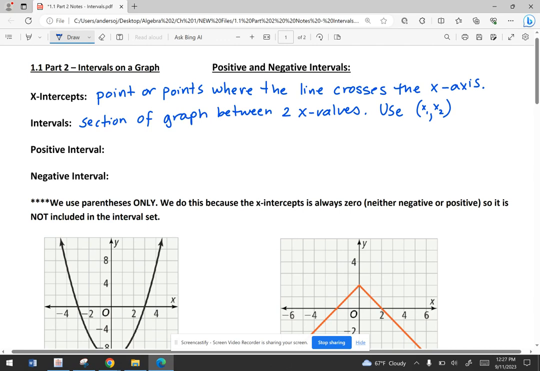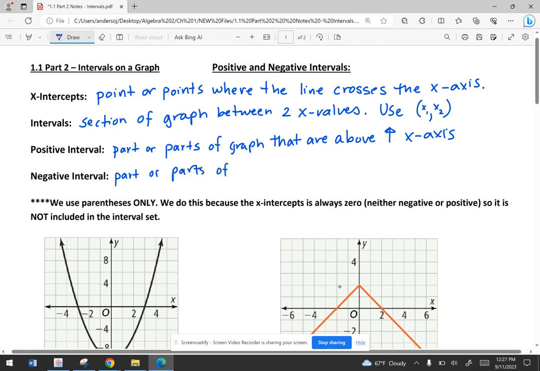So a positive interval is the part or the parts of the graph that are above the x-axis. So they are above the x-axis. So of course, when we think about the negative intervals, again, that is the part or parts of the graph, you knew it, below the x-axis.